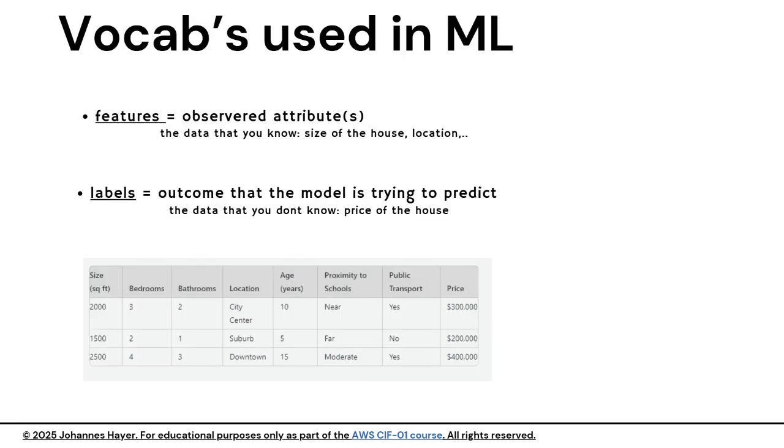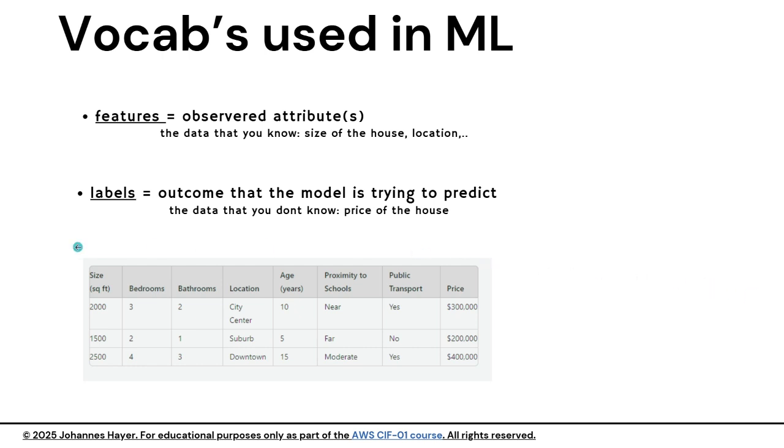Before we dive deeper into machine learning, we first need to understand the basic vocabulary. So we have the features, which are the observed attributes, for example, the data that you know, like the size of the house, the location, and so on, and the labels. The labels are the outcome that the model is trying to predict. So the data that you don't know, for example, the price of the house.